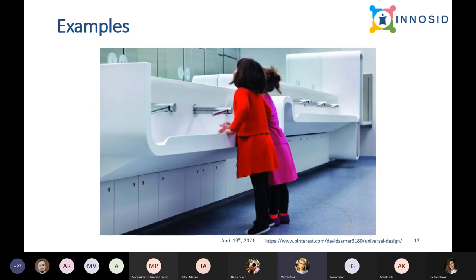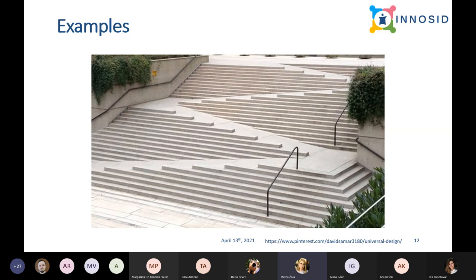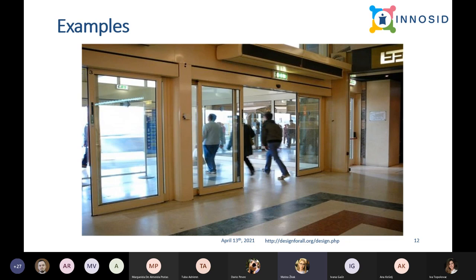Okay, so here on the slide you will see different examples of universal design. On this picture you can see children washing hands, and this kind of pipe for washing hands can be beneficial both for children and, for example, for people in a wheelchair. Also, this is a kind of accessible stairs where there is a way for people in wheelchairs to come down or up because there is no elevator. Then these kinds of doors, which we can see in, for example, shopping centers, faculties, and any other buildings, are also accessible to people with wheelchairs, parents with strollers, older people with walkers, and so on.